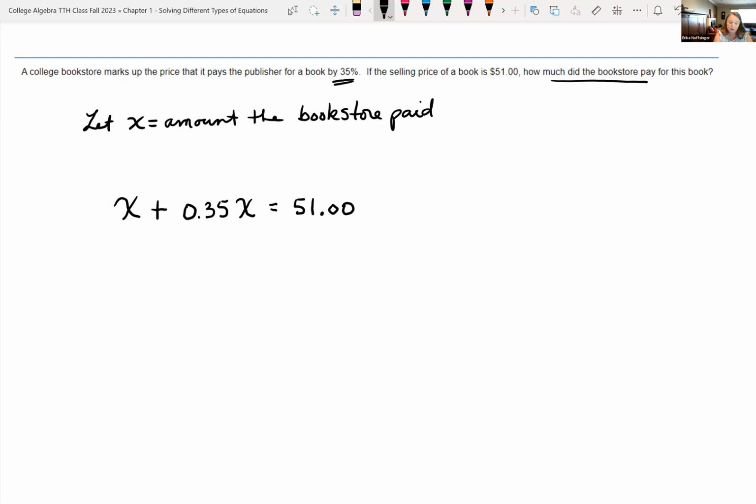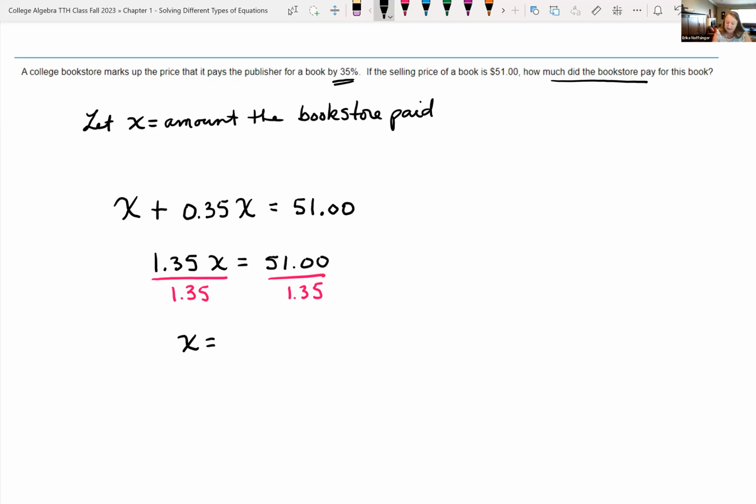So I can combine like terms on that left-hand side, 1X plus 0.35X. Well, 1 plus 0.35 is 1.35X is equal to 51. Divide both sides, get X by itself, by 1.35. And so I would take 51 and I would divide it by 1.35.